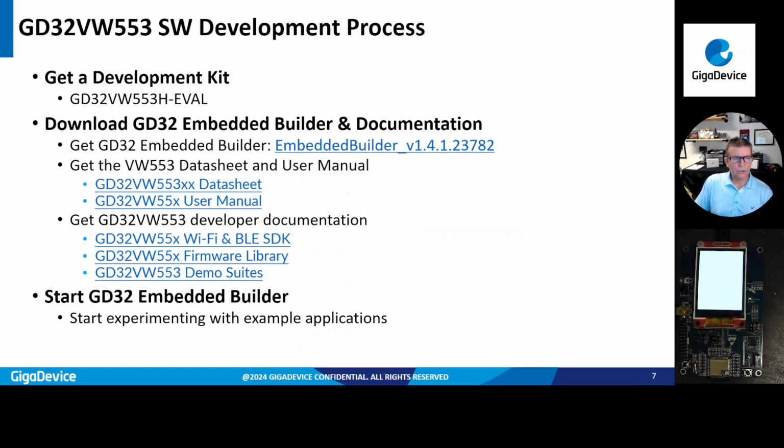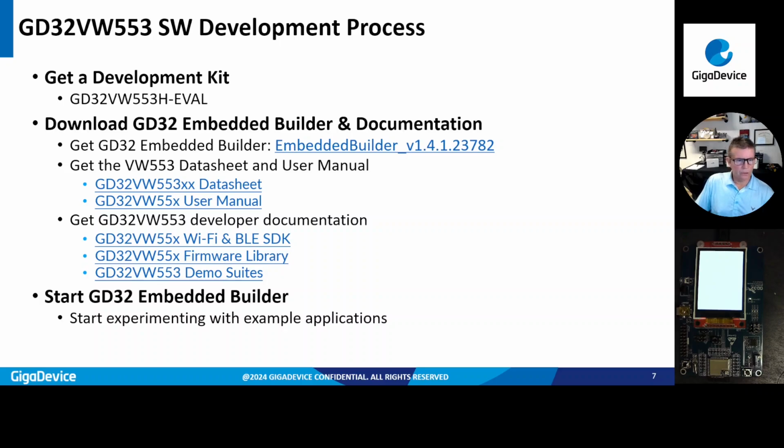So to get started developing with the VW553, I would suggest that you get the eval kit and download Embedded Builder. We also have, of course, a datasheet and user manual. There's also developer documentation that you can download. The Wi-Fi BLE software development kit is available, along with the firmware library, and demo suites are available as well.